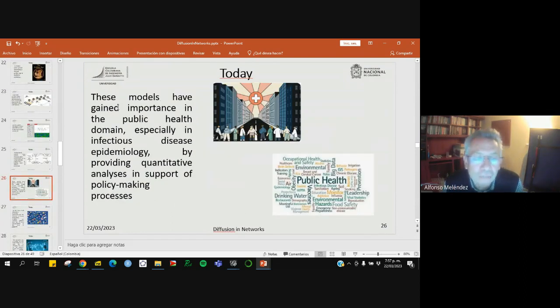These models have gained importance in the public health domain, very important, especially in infectious disease epidemiology, by providing quantitative analysis in support of policy-making processes, vaccination, etc. Very, very important advances in this area, okay?